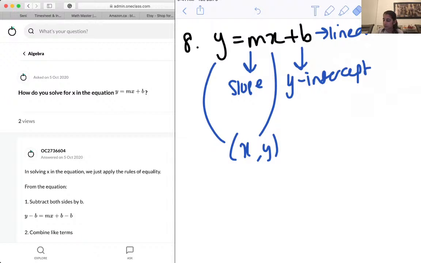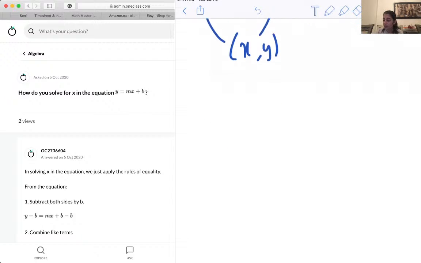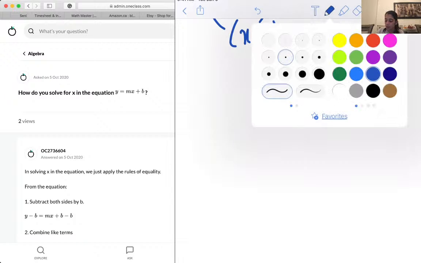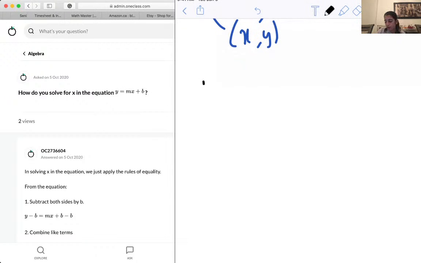We are just asked to solve for x in this matter. So we're going to go right ahead and do that. y is equal to mx plus b. When you're asked to solve for a specific variable, what they're asking is to isolate the variable and keep it on one side of the equation. It could either be the right side or the left side, it really doesn't matter.